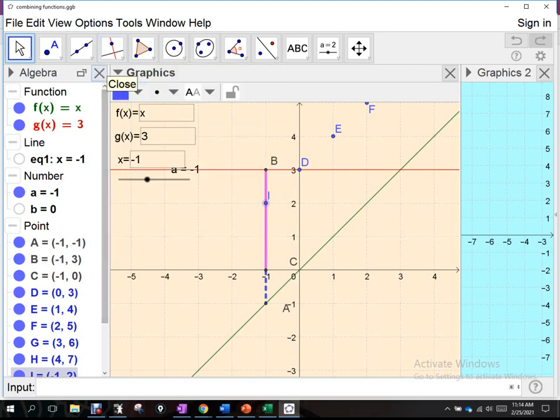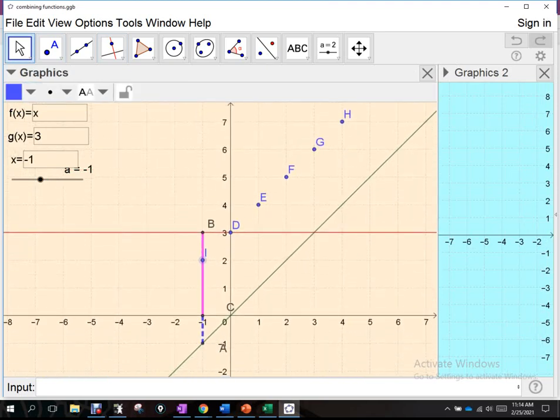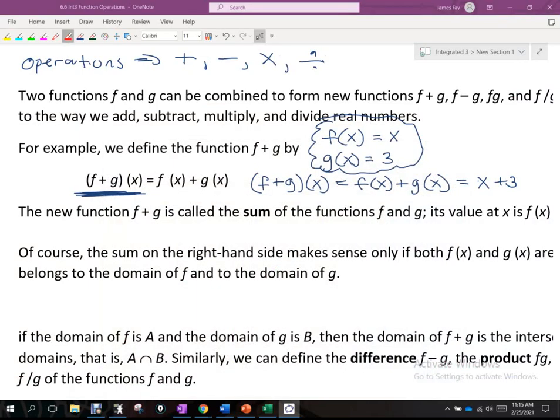So what we're generating here then, okay, if I were to take, so f was x, g was 3, if I take those two things and add them together, does it give me the line that passes through all those points that we just created? That makes sense, everybody?